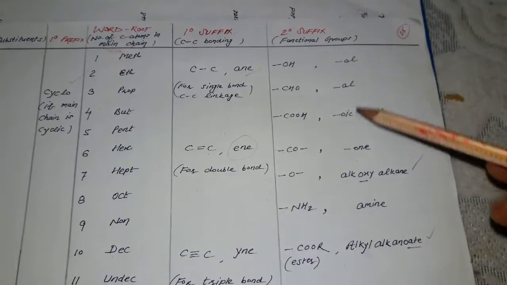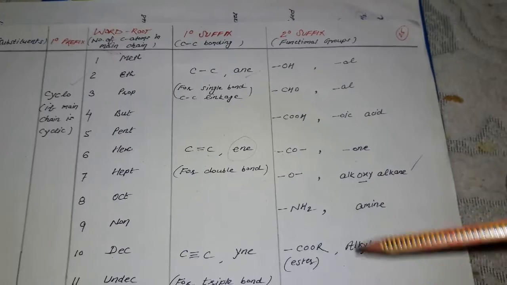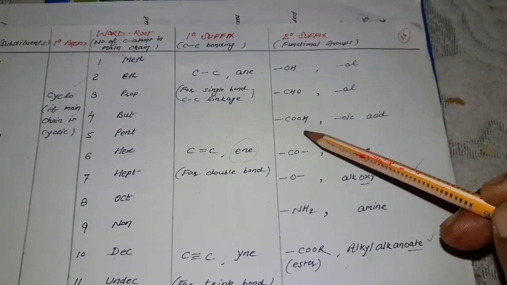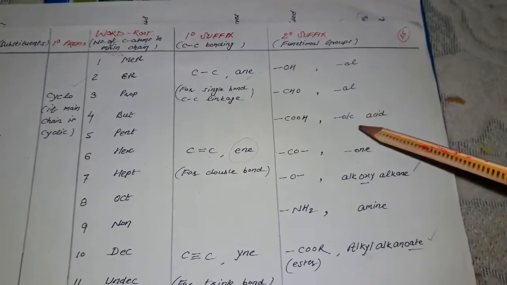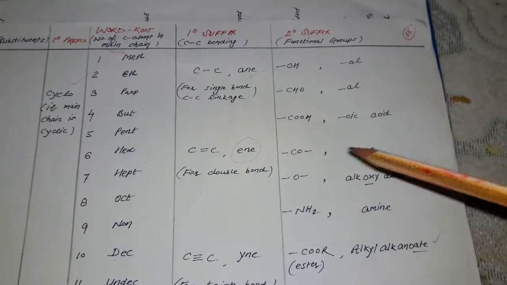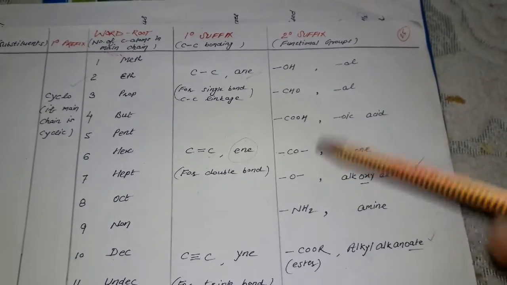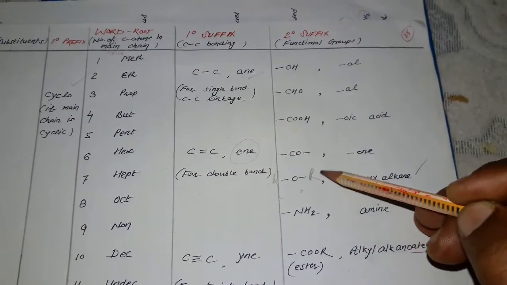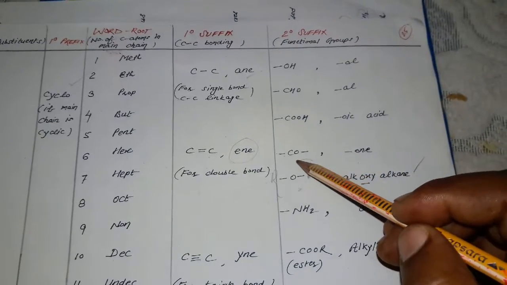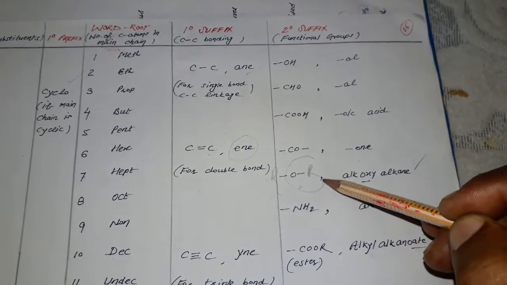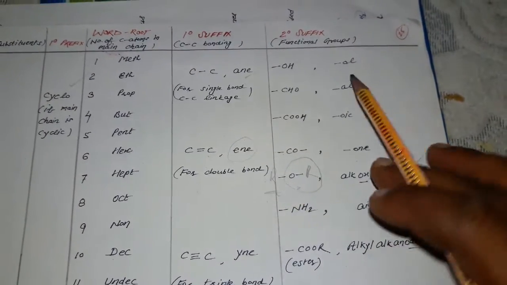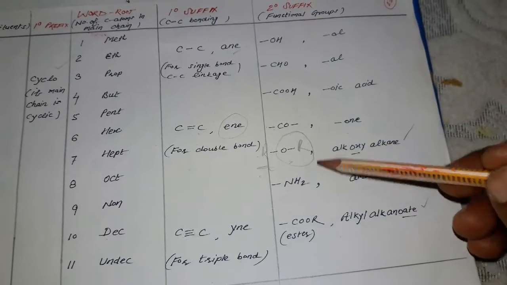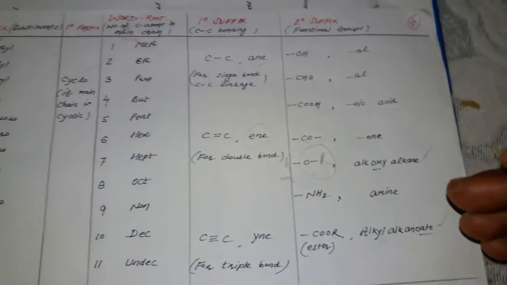Secondary suffixes are the main functional groups, which we already discussed. For OH we use ol, CHO aldehyde we use al, for carboxylic COOH we use oic acid, for the CO carbonyl group we use one for ketonic, and this is the symbol of ether, which we write in the IUPAC name like this: alkoxy alkane, where alkane is the word root. Next is amine, and this one is an ester. About ether and ester we will see later during the naming.